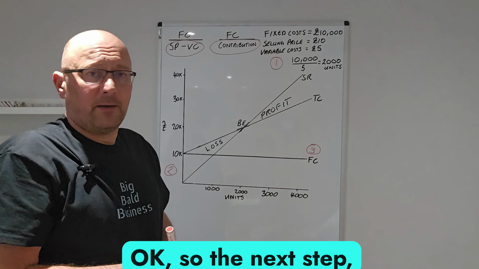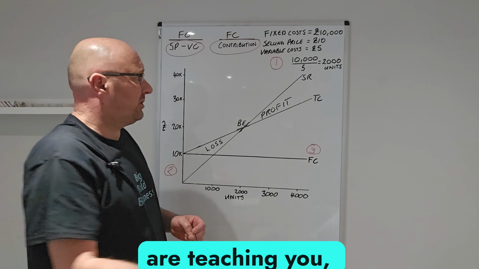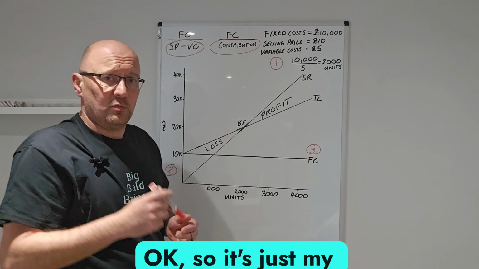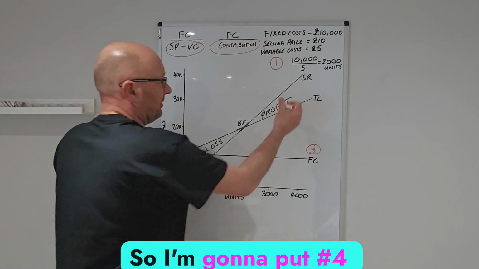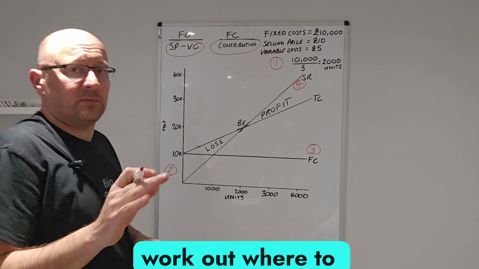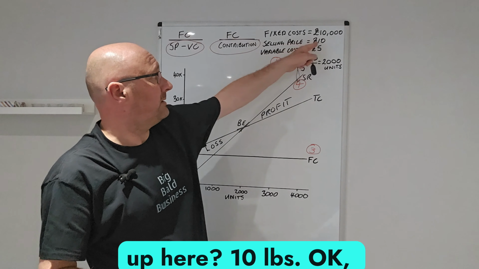Okay, so the next step, we're going to put in sales revenue. Now, quite often when people are teaching you, they might put total costs in first. I like to do it like this, okay? It's just my personal preference. So I'm going to put number 4 here. So how do we work out where to plot the line? How much are we selling the items for? Let's look up here, £10.